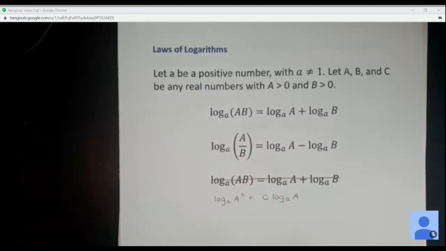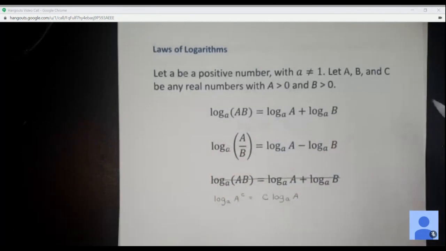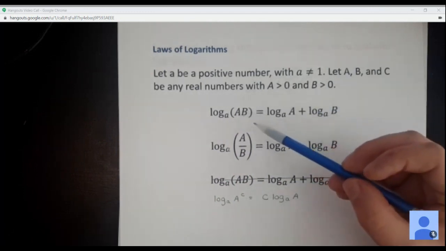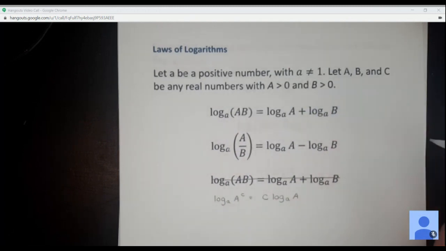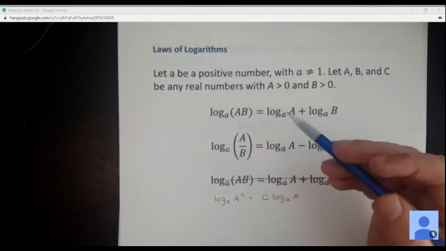All right, so A, B, and C, right? These A, B, C values here are going to be all real numbers, okay? So we can put any real number we want in there. A needs to be positive and B needs to be positive, though, right? We can't have negatives inside of our logarithm, which is why we're restricting A and B to be positive values. Now, if all those things are true, then we can start applying these rules or these laws of logarithms.